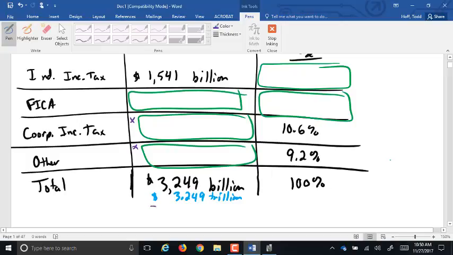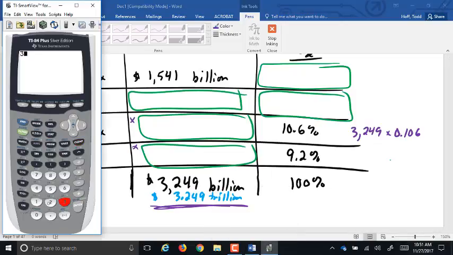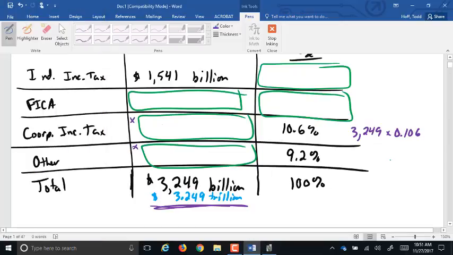Not the income, but the total, right? So for this one, you're going to take the 3,249 billion times 0.106, and that's going to give you this amount. That gives us 344.39 billion.